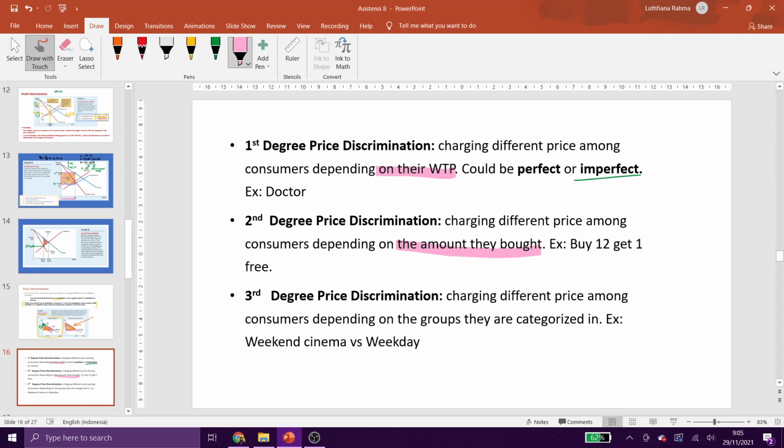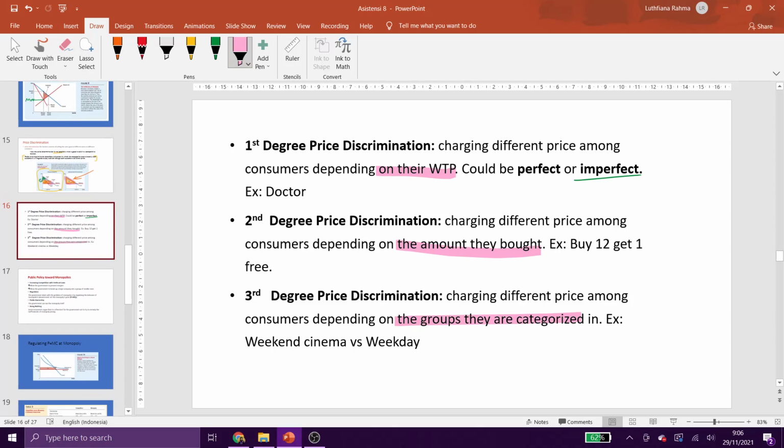And then the third degree price discrimination is charging different prices among consumers depending on the groups they are categorized in. For example, if you see the cinema ticket for the weekend and for the weekday, you will see a gap between the ticket prices. The weekday price would be a lot cheaper than the weekend. The producer charges a higher price to those who are only able to watch the movie on the weekend, expecting that those who are working on weekdays are able to pay a higher price. Okay, so that is price discrimination.